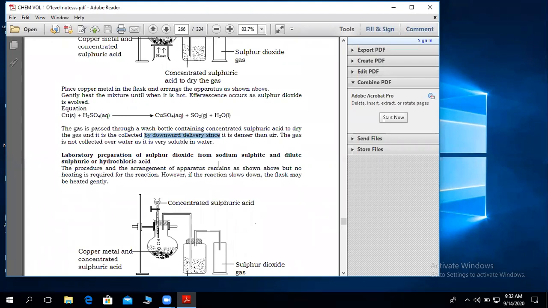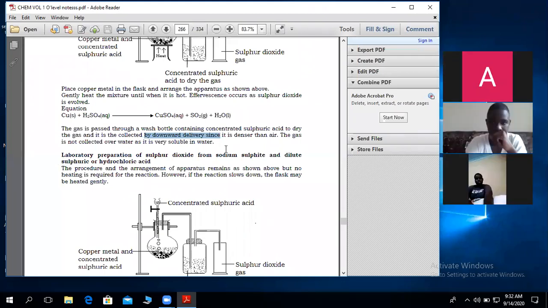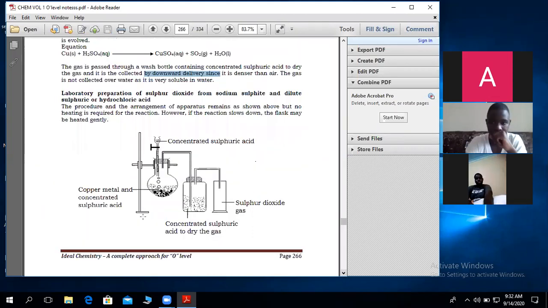Laboratory preparation of sulfur dioxide from sodium sulfite and hydrochloric acid. That one I already talked about. But here, this is another mistake also, and we shall correct that in the notes. This one is not supposed to be copper metal. It should be sodium sulfite.